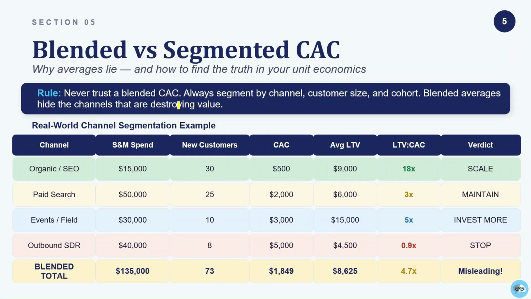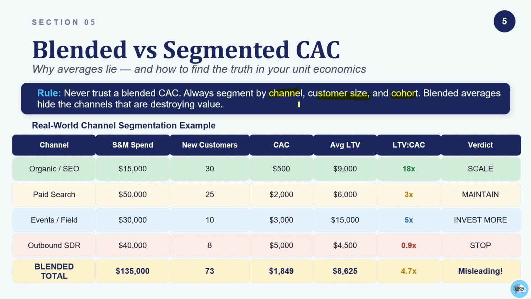Why is it always preferable to calculate segmented CAC instead of the blended one? Because averages always lie. So, truth always lies in the unit economics. If we take the summation of all the S&M expenses and then calculate the CAC and your LTV to CAC ratio, you won't be able to understand how each and every channel is performing separately. So, your blended CAC might not be able to give you the true picture. So, it's always recommended to calculate CAC segment wise, which is by channel, customer size, cohort wise.